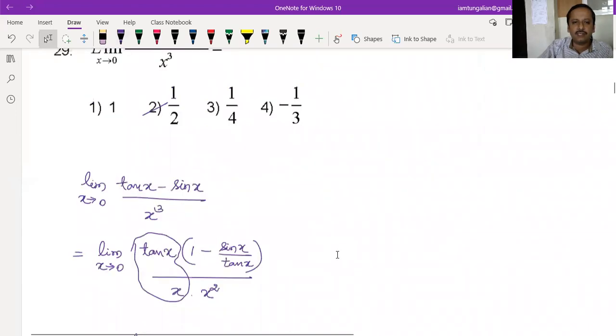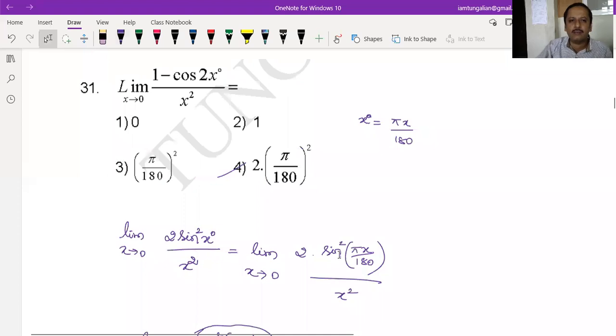31st question. 1 minus cos 2x degrees. 1 minus cos theta can be written as 2 sin square theta by 2. So 2 sin square 2x degree by 2, that means x degree. 2 sin square x degree divided by x square. Here the angle is in degrees. If it is in degrees, you cannot use this formula. You have to convert it into radians. So x degree is equal to pi x by 180 radians.